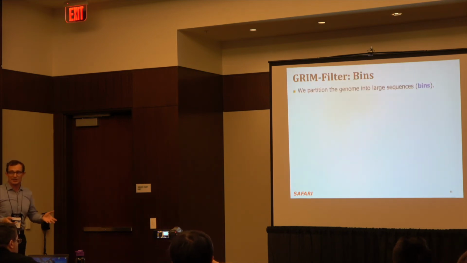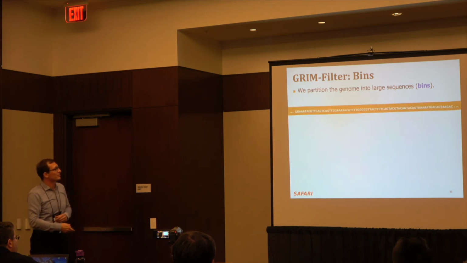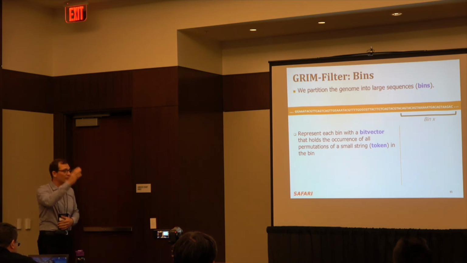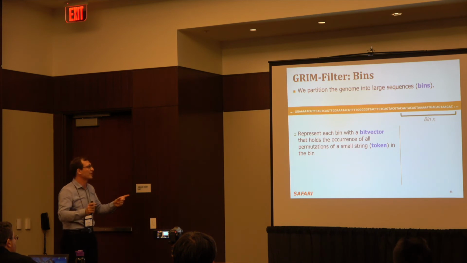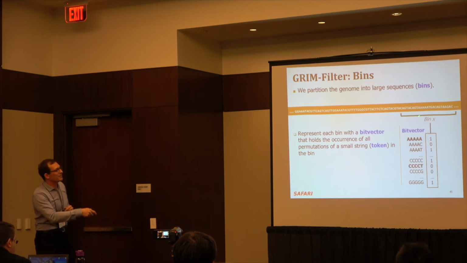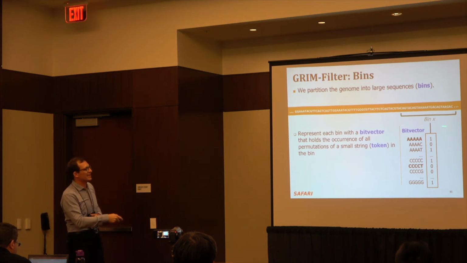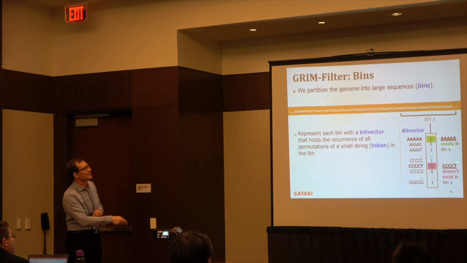So what are bins? Basically, we partition the genome into large sequences. In this case, they're called bins. So imagine a genome that looks like this. You partition it into bins, and you represent each bin with a bit vector that holds the occurrence of all permutations of a small string, let's call it a token, in the bin. So let's take a look at the bit vector. Basically we have these 5-length tokens, and you represent whether these 5-length tokens exist in the bin. So you take this part of the reference genome, go through it, and say, oh, AAAAA exists in bin X. CCCCT doesn't exist in bin X.